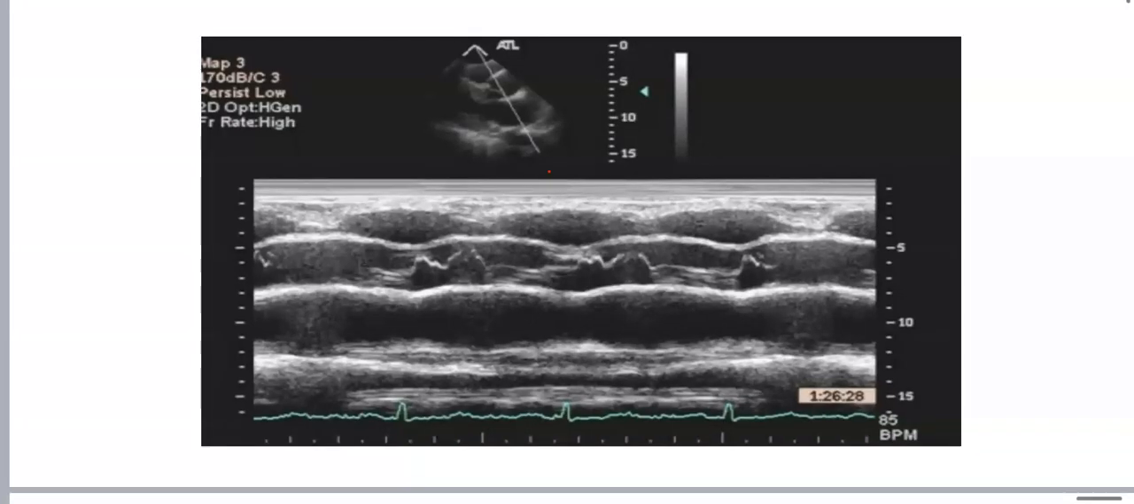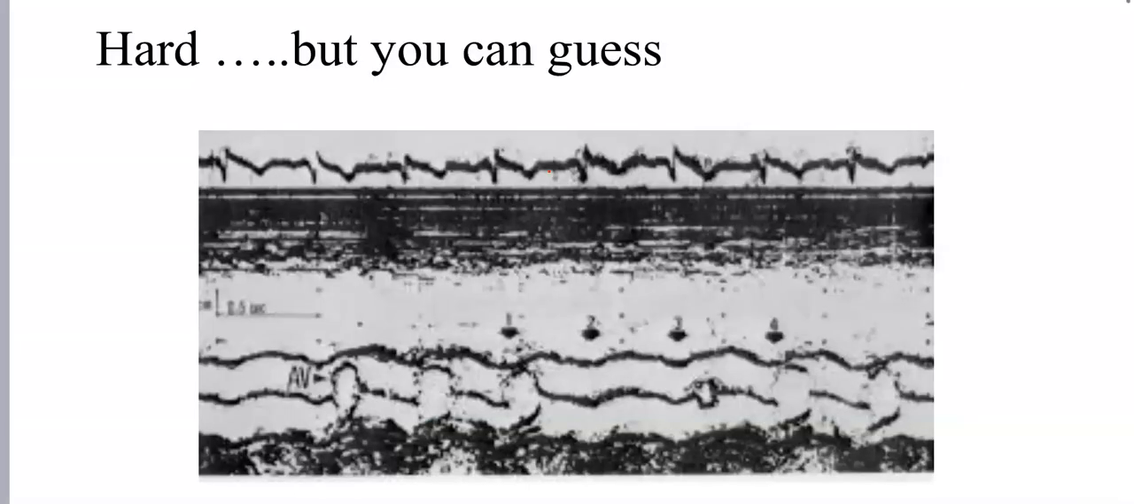Now, anybody can guess about this one? This is again an aortic valve, but this is a very bizarre M mode of the aortic valve. Any guess? I think bicuspid aortic valve, because you see kind of eccentric closure. Yes, but that's more of a red herring.